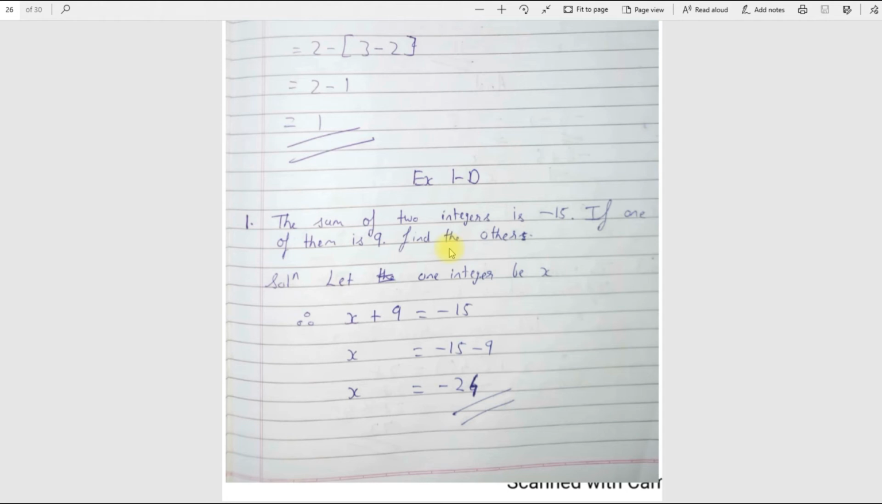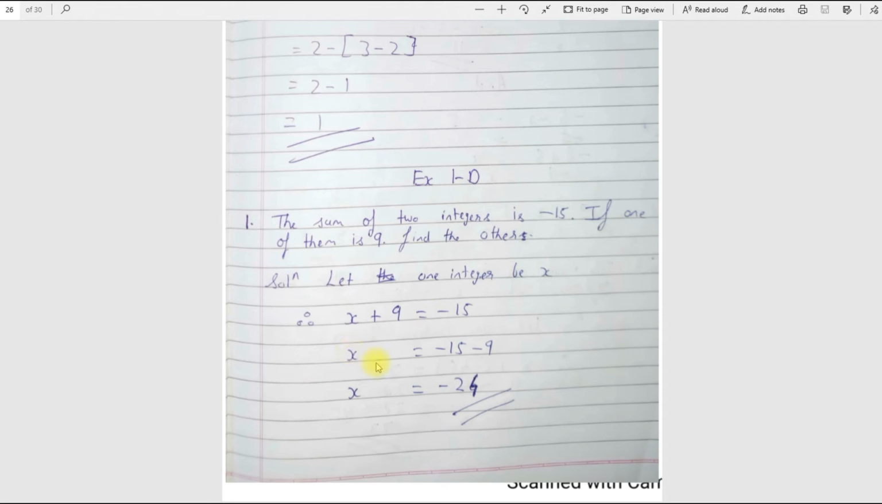It's very easy. Let one integer be x. So x plus 9 is equal to minus 15. Why equal to minus 15? Because when we add two integers, I am getting minus 15. One of the integers is x, which I took over here, and 9 they have given, that is, one of them is 9, so I wrote 9. Why plus sign? Because they are saying the sum of two integers. Sum is plus. So x plus 9 is equal to minus 15.